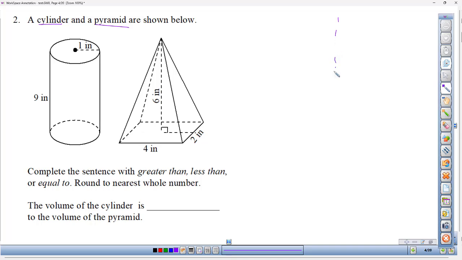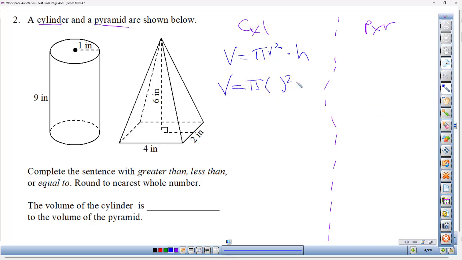So would you mind if we divided this into 2 problems? Over here, maybe I'll do the cylinder, and over here I will do the pyramid. Okay, so how about the volume formula for a cylinder? That would be volume equals pi r squared, that's the area of the base, times height. All right, so let's see if we can fill those in. Pi times the radius squared times the height. So my radius is 1, and my height is 9.